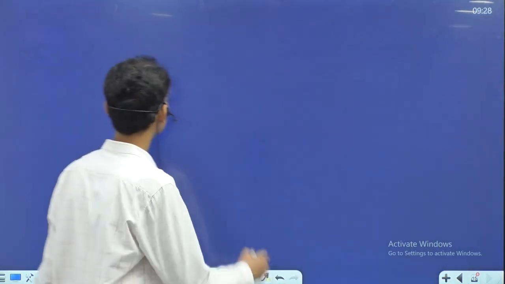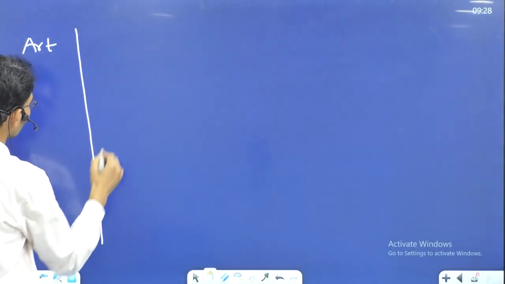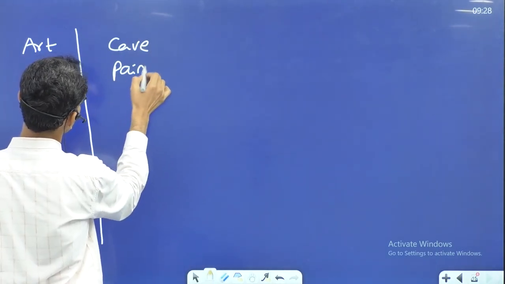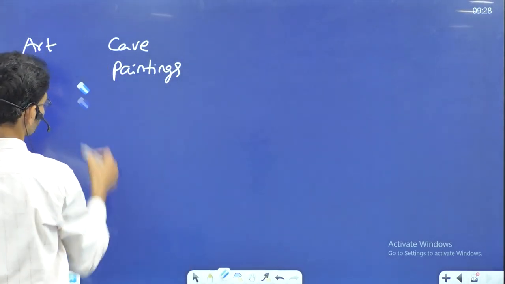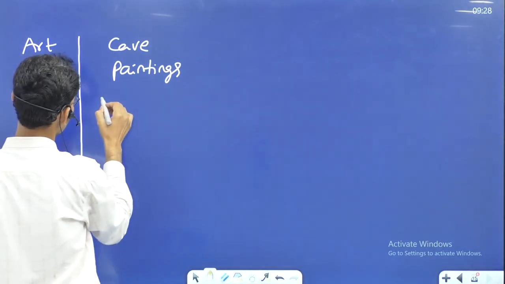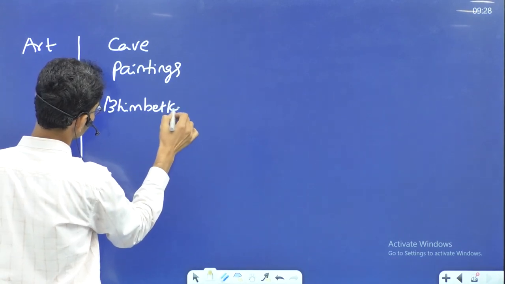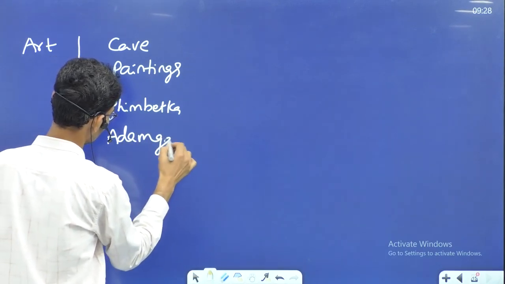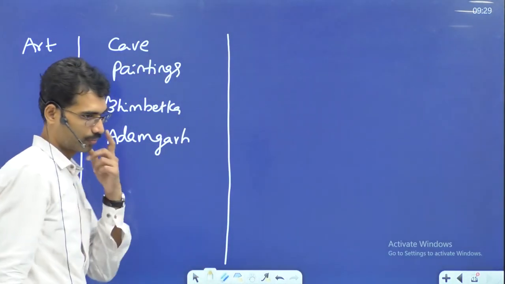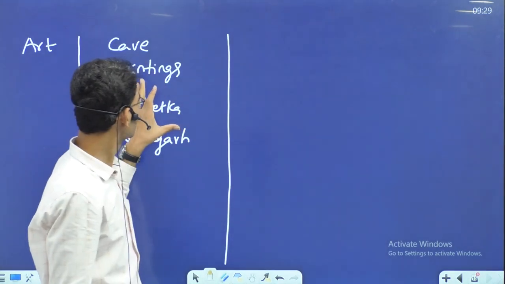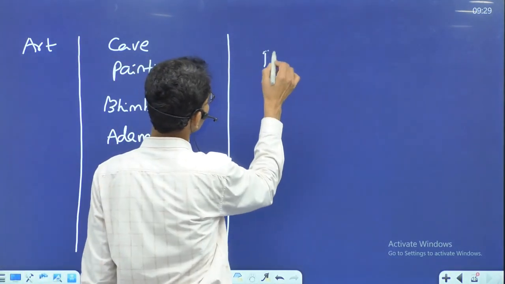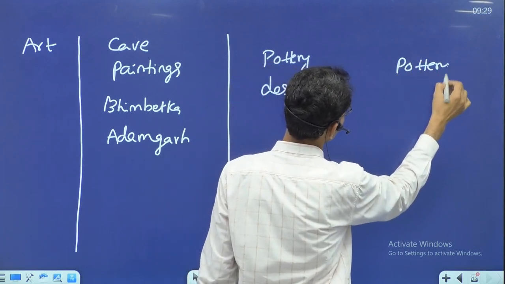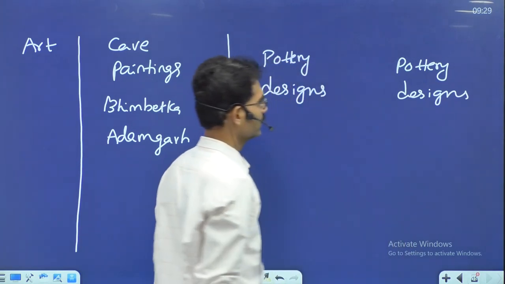Last one, art. Cave paintings, Bimbetka, Adamgarh. And in Neolithic and Chalcolithic, paintings but on pottery emerged. Pottery designs.